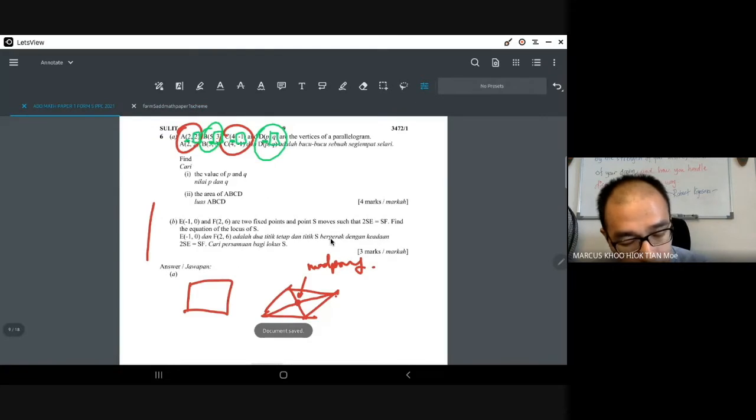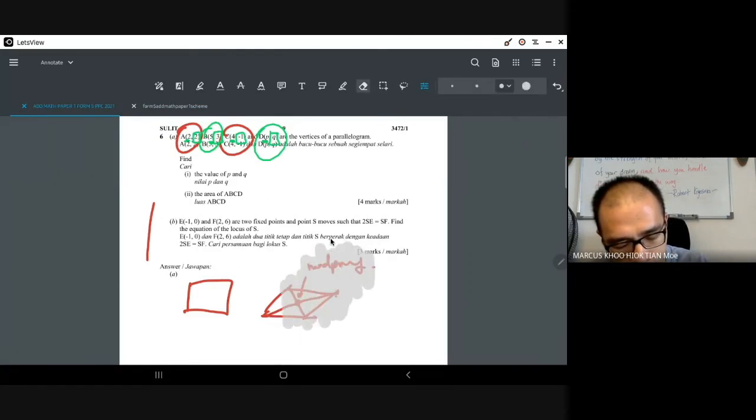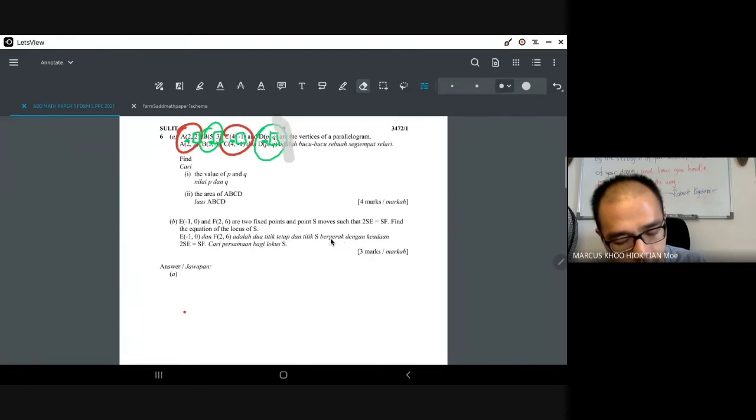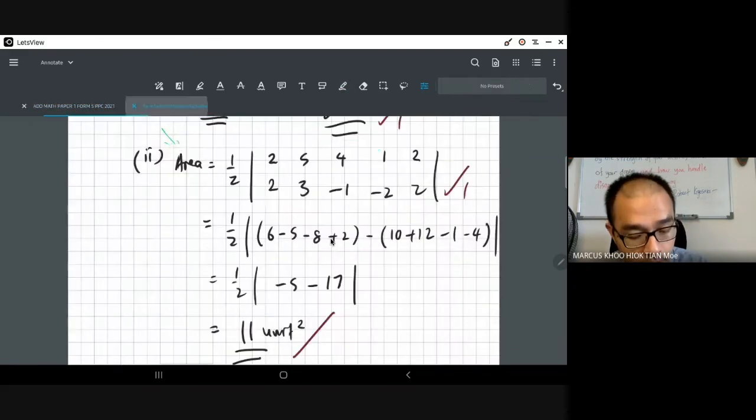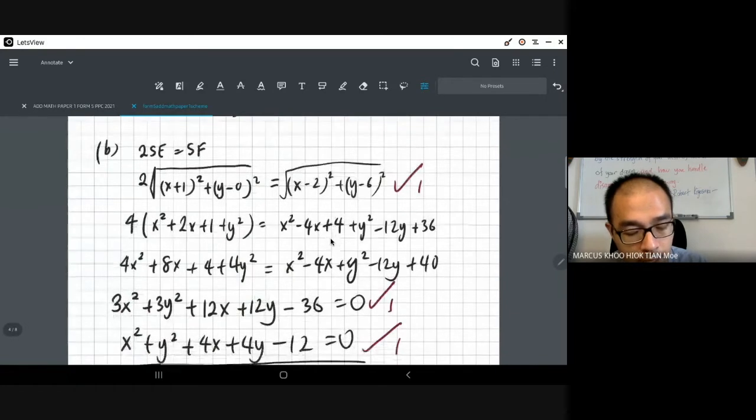All right, question B. This is a locus question. I think before we started the exam, I did do a little bit of revision on this. Okay, fine. So, we have 2 fixed points, and then you're given this 2SE equals to SF. Find the equation of the locus S. So same now, we start with this sentence, 2SE equals to SF, and then we use the distance formula.